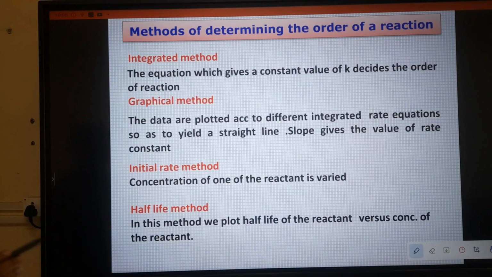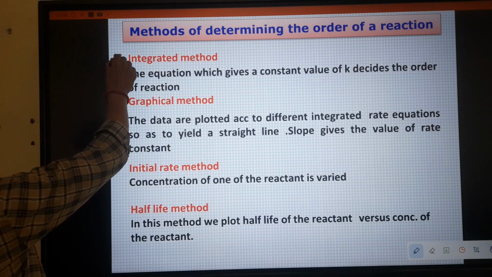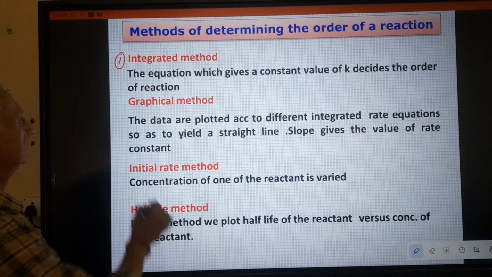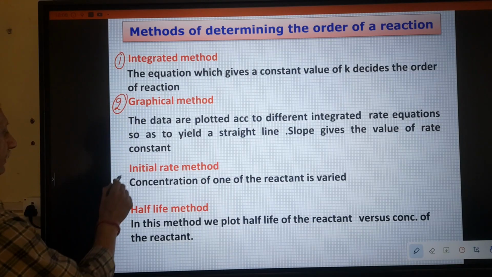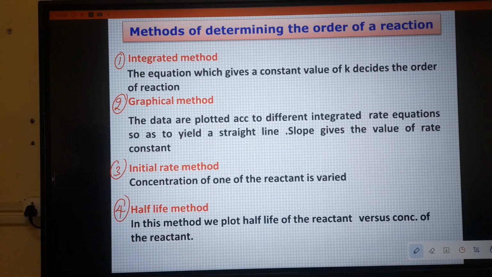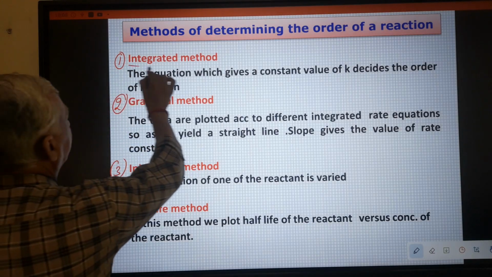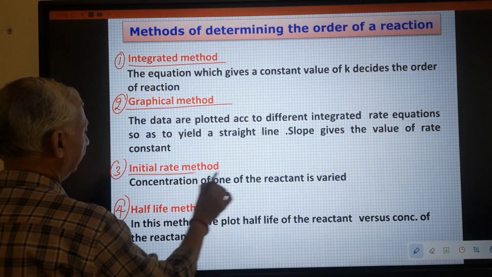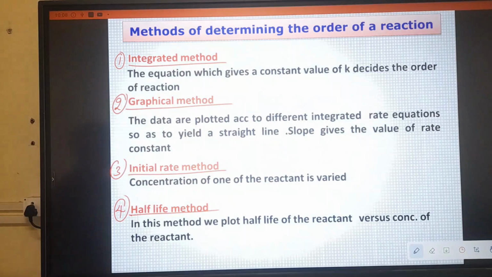Here we have used the term order of the reaction. Order of reaction is determined experimentally, as we have already discussed. So the different methods used to determine the order of the reaction are: number 1, integrated rate law method, graphical method, initial rate method, half-life period method. These are the methods which are used to determine the order of the reaction experimentally.